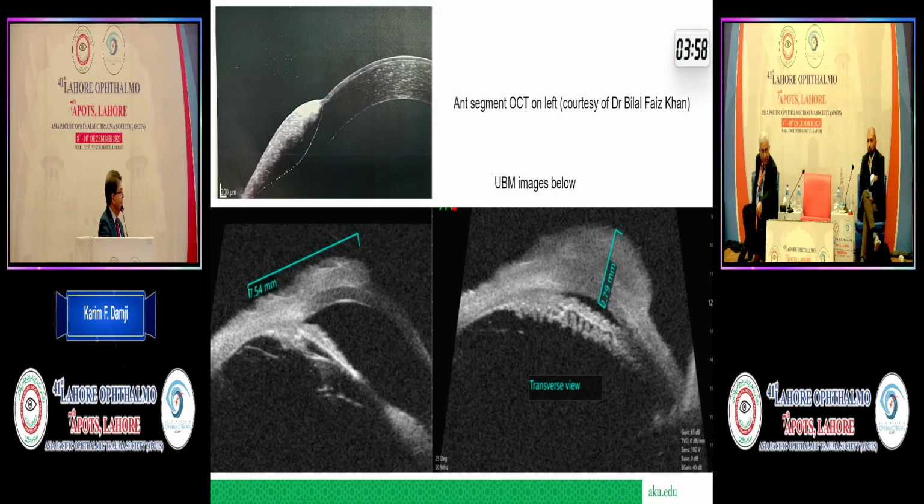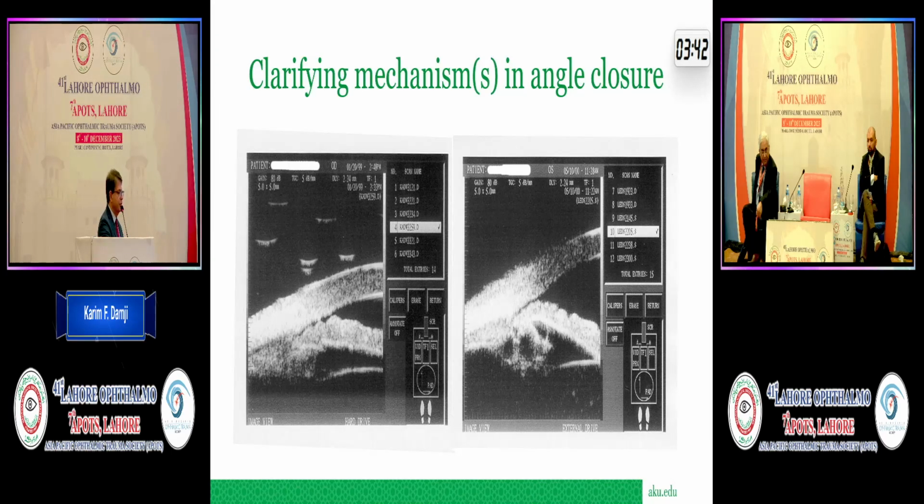And on the right-hand side, so the left-hand side is actually a radial scan, and the right-hand side is a transverse scan showing the ciliary processes. And you can see there's no direct continuity of the lesion with the ciliary body. So that's helpful to rule out deeper invasion if you have some tumors or other things.